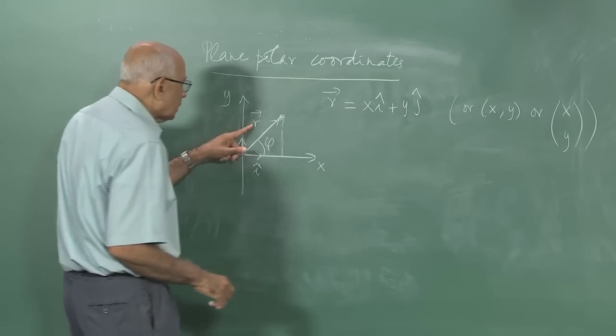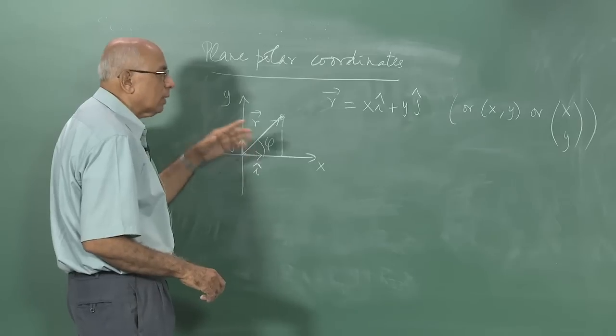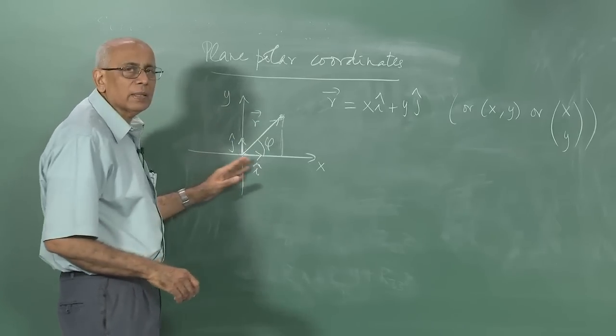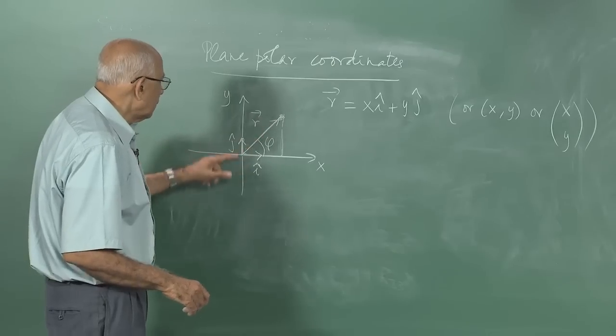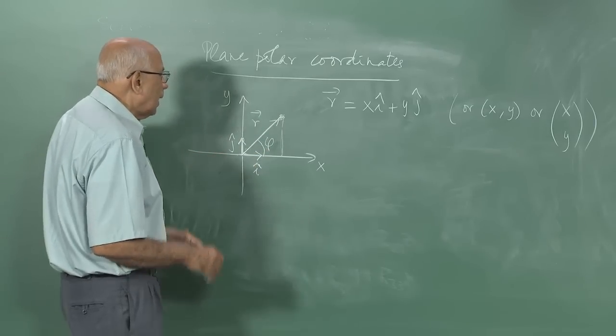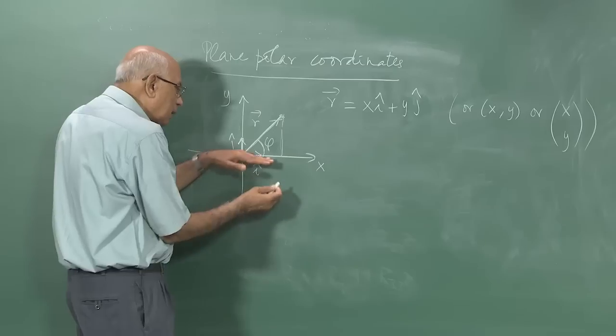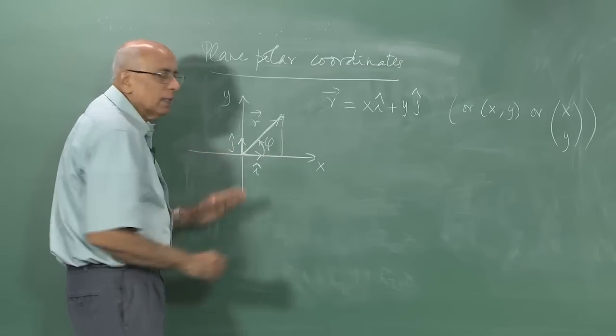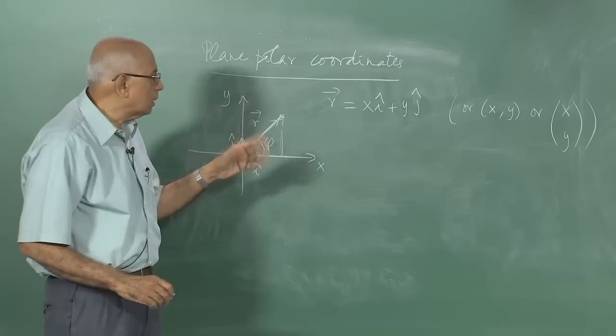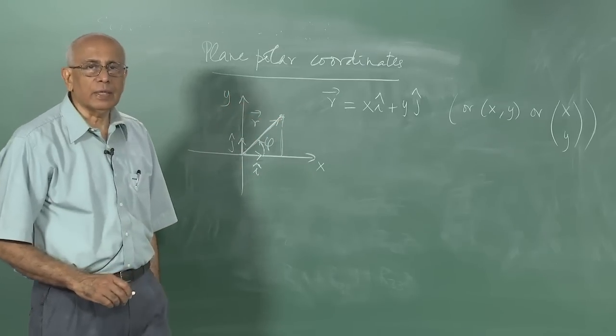So if I call this distance r, in fact I should use another symbol for r itself, but it does not matter, it is a position vector in a plane, and a phi here. I could as well tell you what this distance is and what this angle is measured from here in the positive sense, and then the position vector, the point here, is uniquely specified.